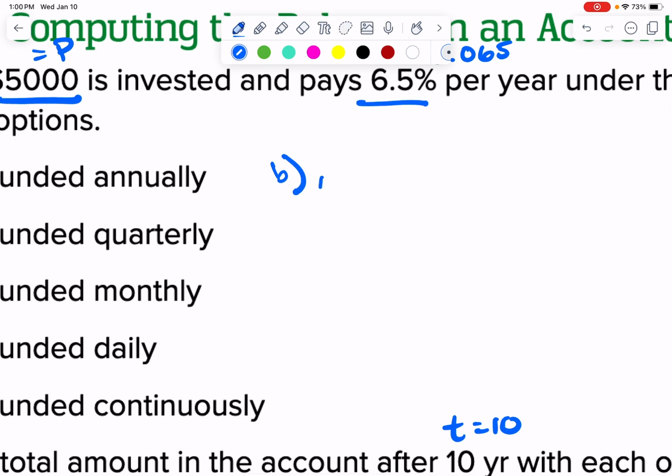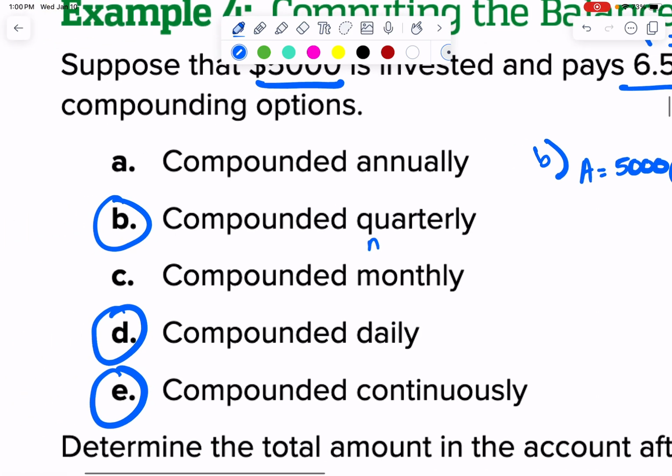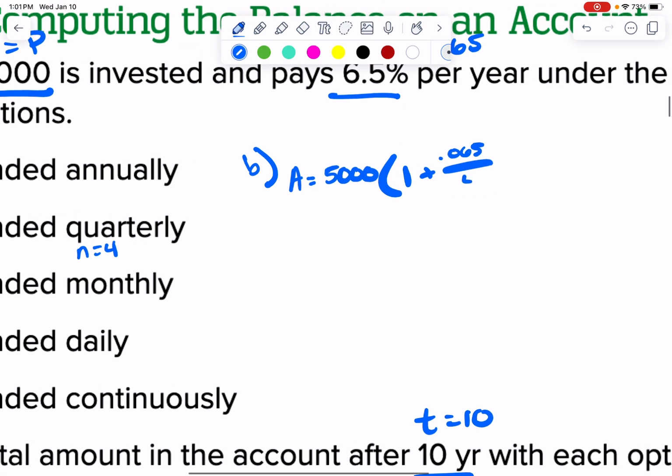A equals principal 5,000 times 1 plus 0.065 over N, and N is quarterly, so N is 4, to the NT power, which is 4 times 10. Okay, cool. You can do this bit by bit if you want to, if you have a really dumb calculator and you don't trust it and you want to do this in pieces.